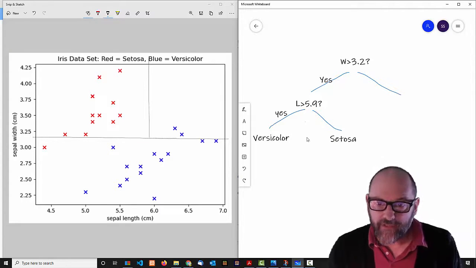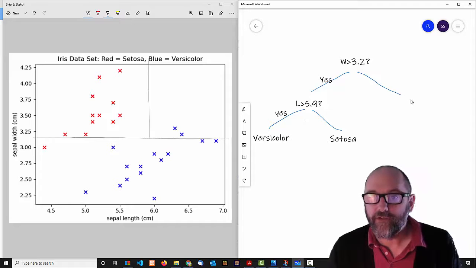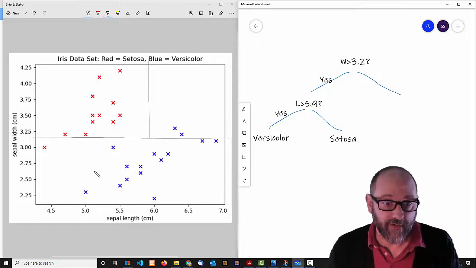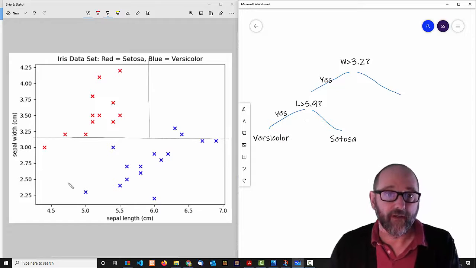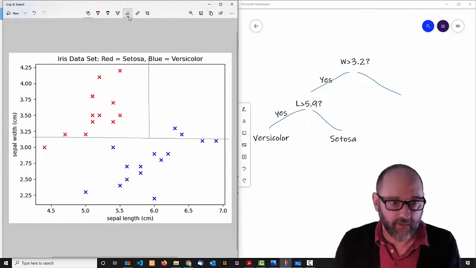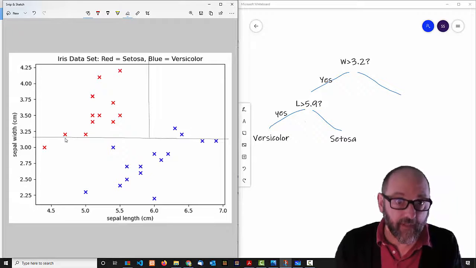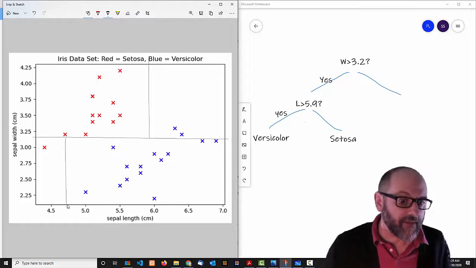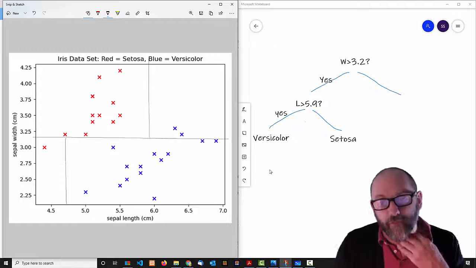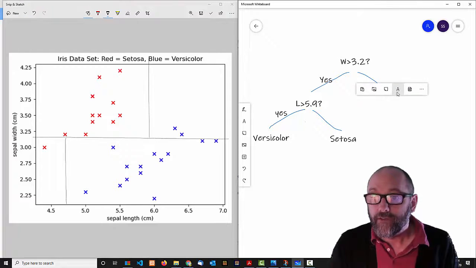Okay, we're not quite done though. We hit the stopping condition here and here. Now we need to do the no side of the tree over here. So is the width greater than 3.2? No, it's less than 3.2. So we're down here and we're almost done. We can see where the line needs to be drawn over here. Let me just do this little trick. So I'm going to put my line over here. So that's about 4.7. Let's call it 4.7.